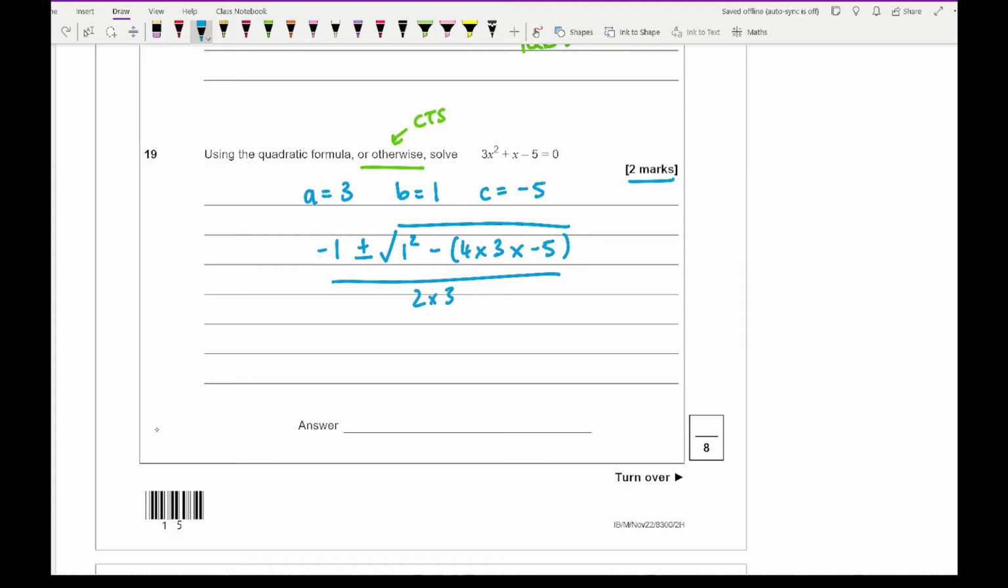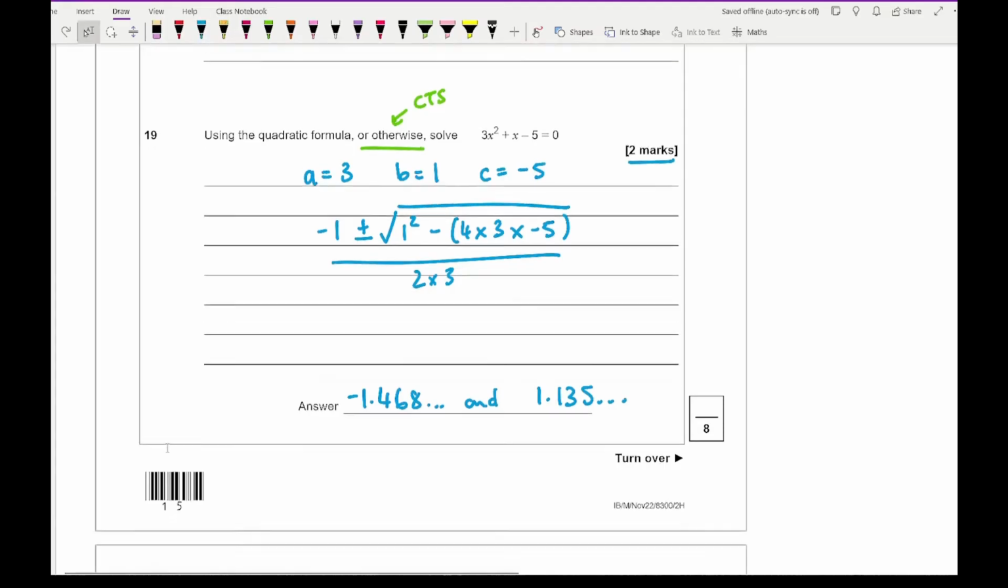Now if I enter that into my calculator, the first time using a minus, I get -1.468, and my positive value is 1.135. And again, rounding is entirely up to you. There's no mention of rounding, so you can either copy off your calculator, but if you are rounding, please make sure that you have done that correctly.